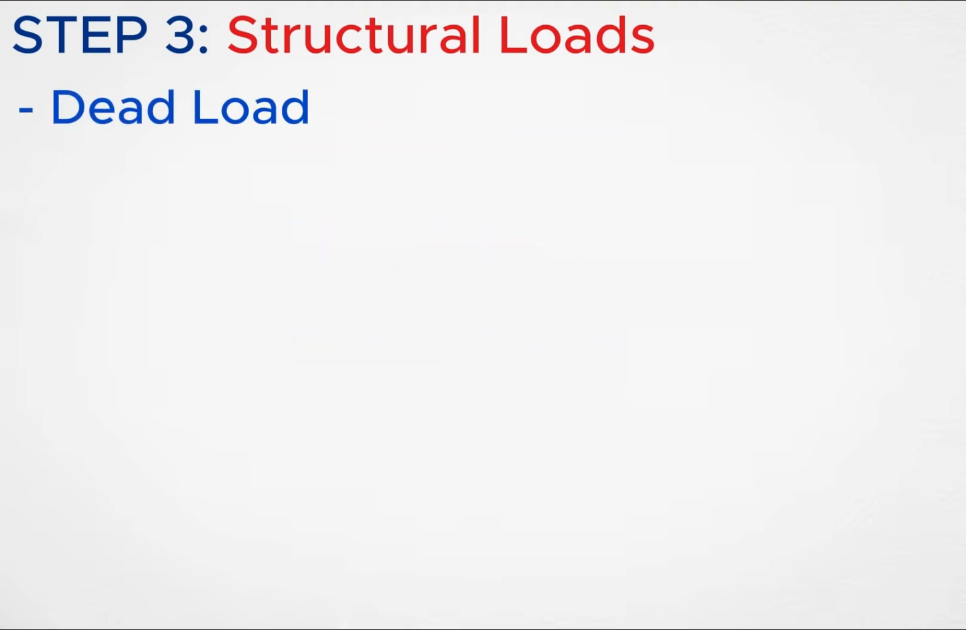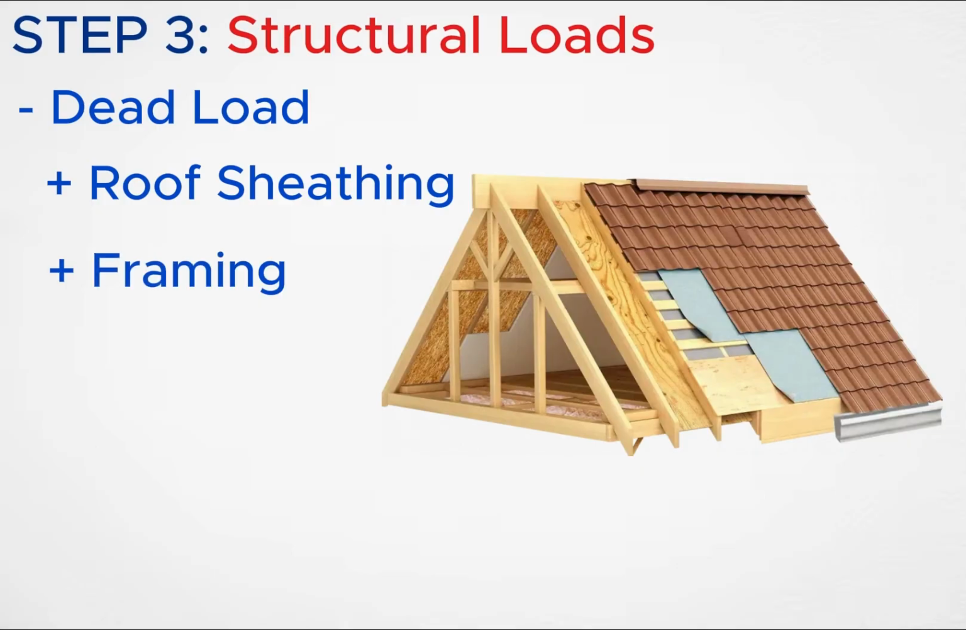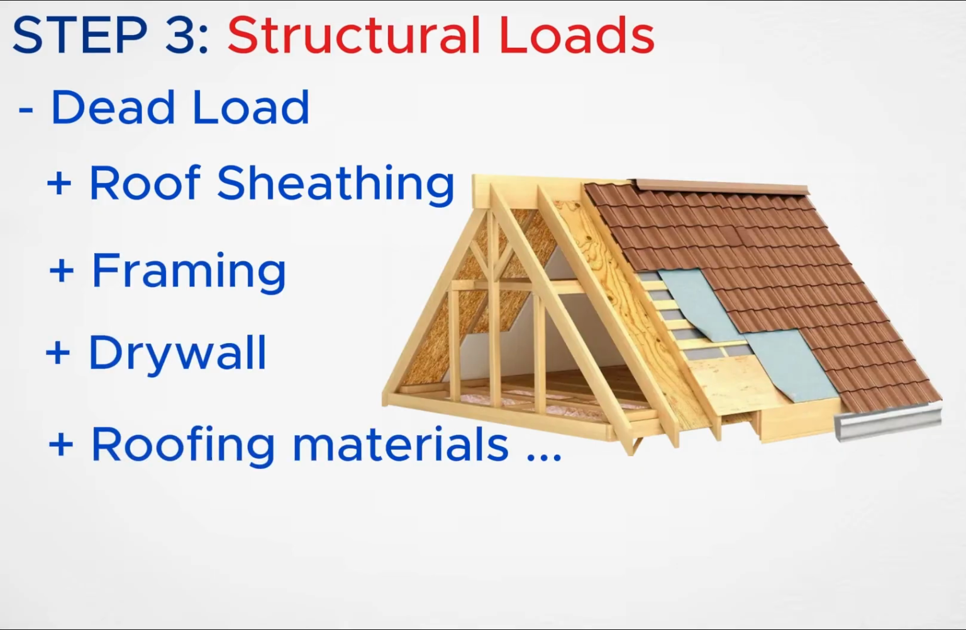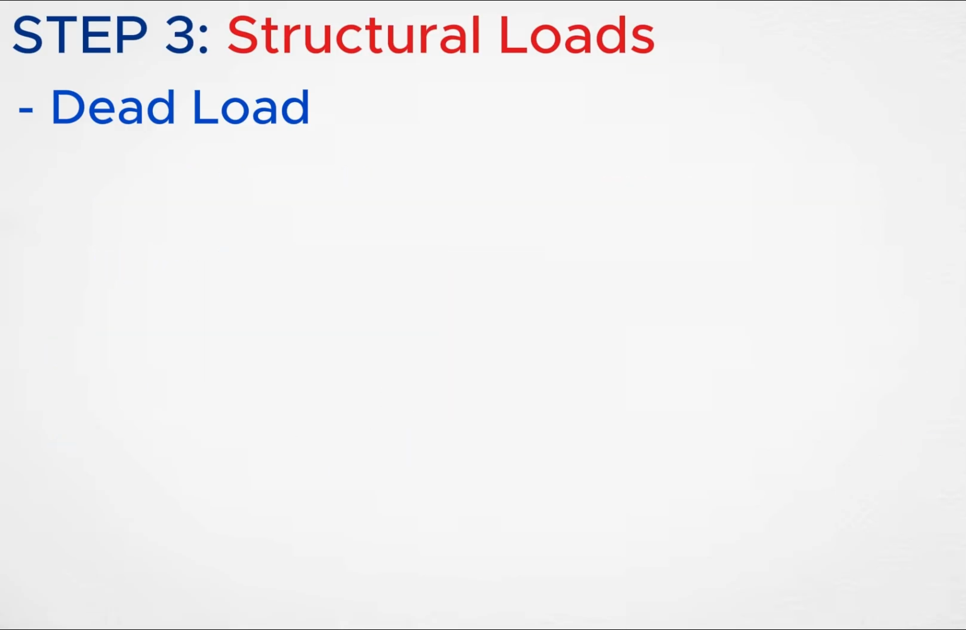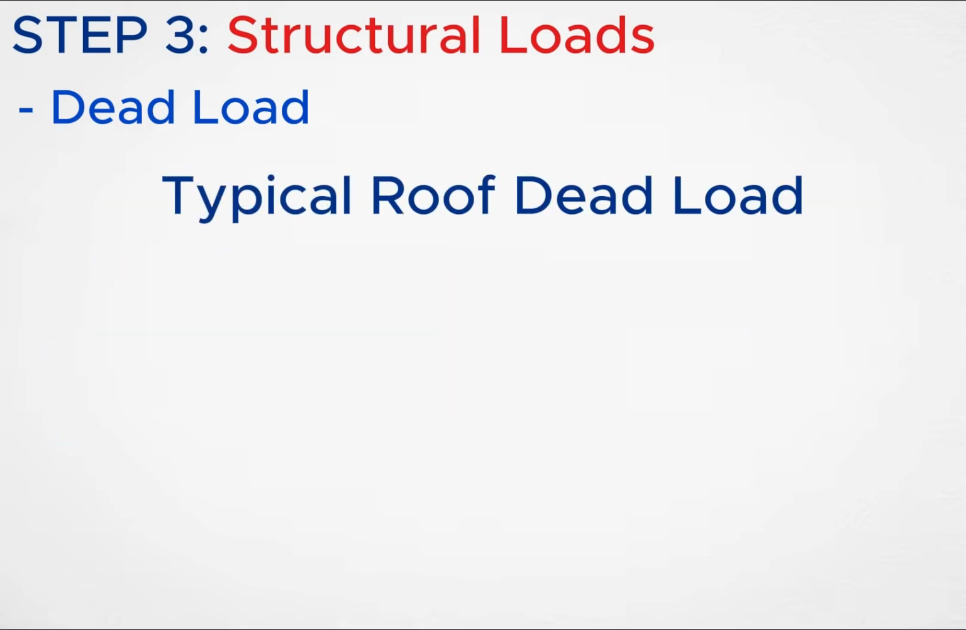Let's start with dead load. Dead load is the weight that is always there. Roof sheathing, framing members, drywall, roofing materials. These components don't move, they're part of the structure. That's why we call it dead load. For many residential wood-framed buildings, roof dead loads often fall between 15 and 25 pounds per square foot. But the actual value depends on the materials used in the project.